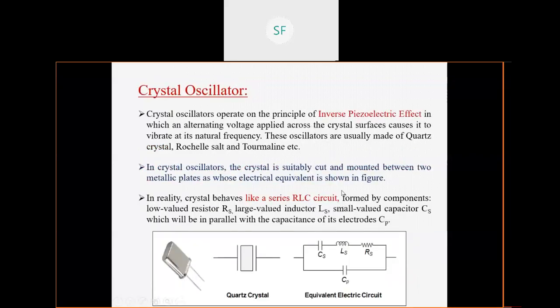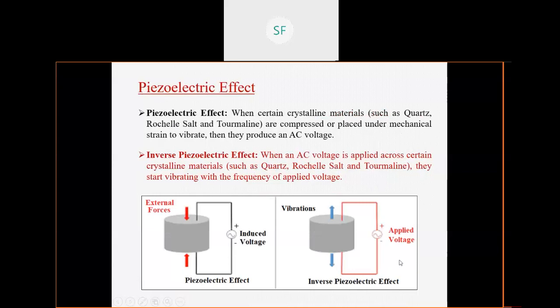Now we will discuss the crystal oscillator. Crystal oscillators operate basically on the principle of inverse piezoelectric effect. That's why we have discussed the piezoelectric effect and inverse piezoelectric effect prior to this discussion. So your crystal oscillator will operate on the principle of inverse piezoelectric effect. That means we will apply some voltage with some frequency to the crystal, and hence the crystal will start oscillating.